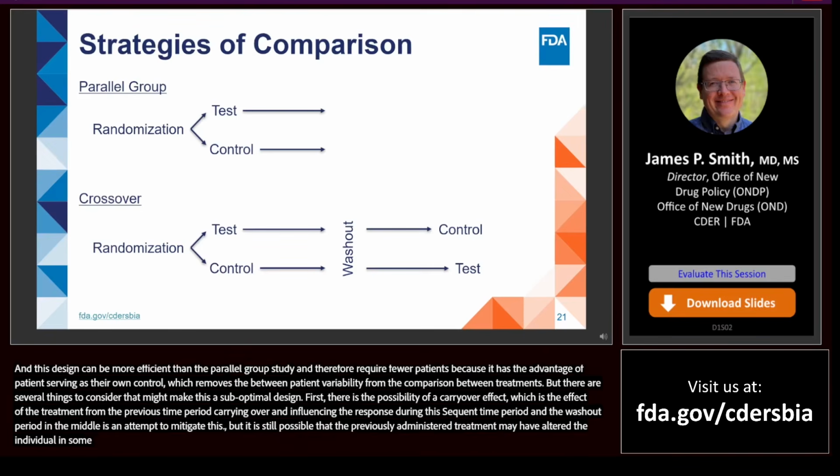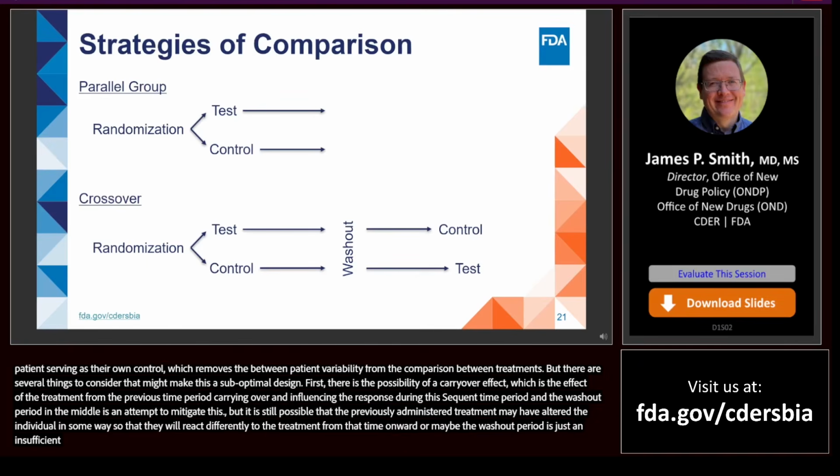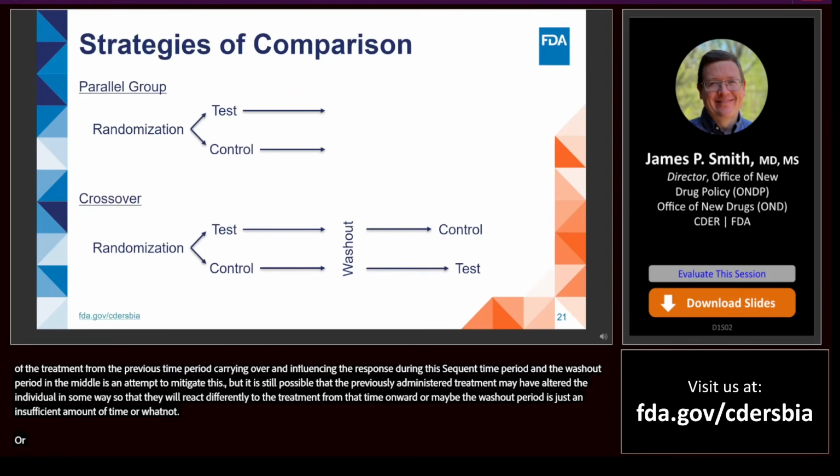Or maybe the outcome is some sort of a functional test that requires some skill, so that participants typically perform better during period 2 on the task because they were trained in a sense during period 1. So those are things to watch out for.